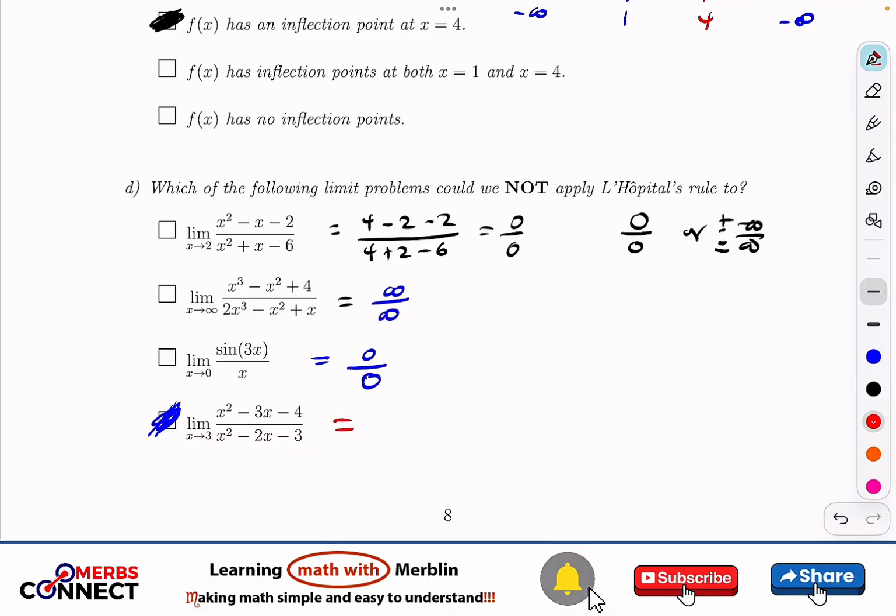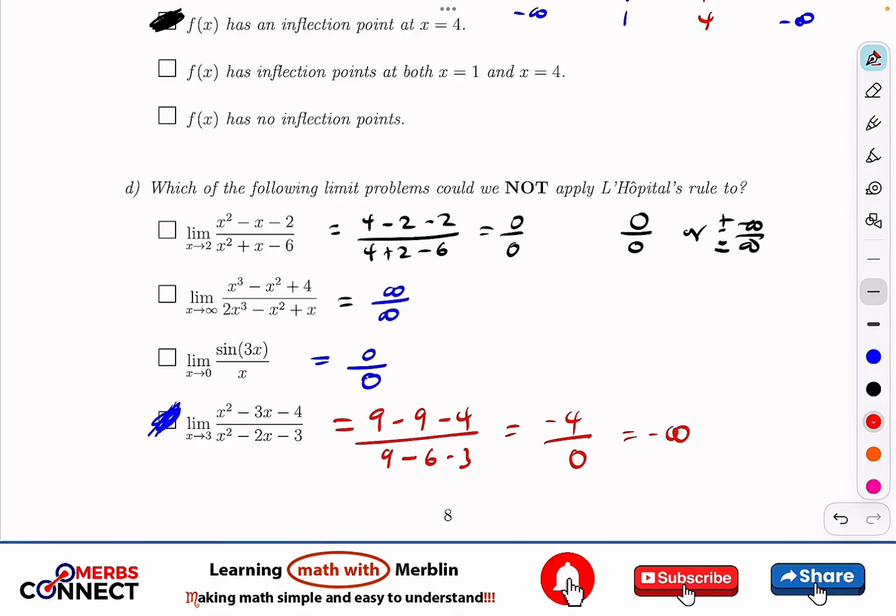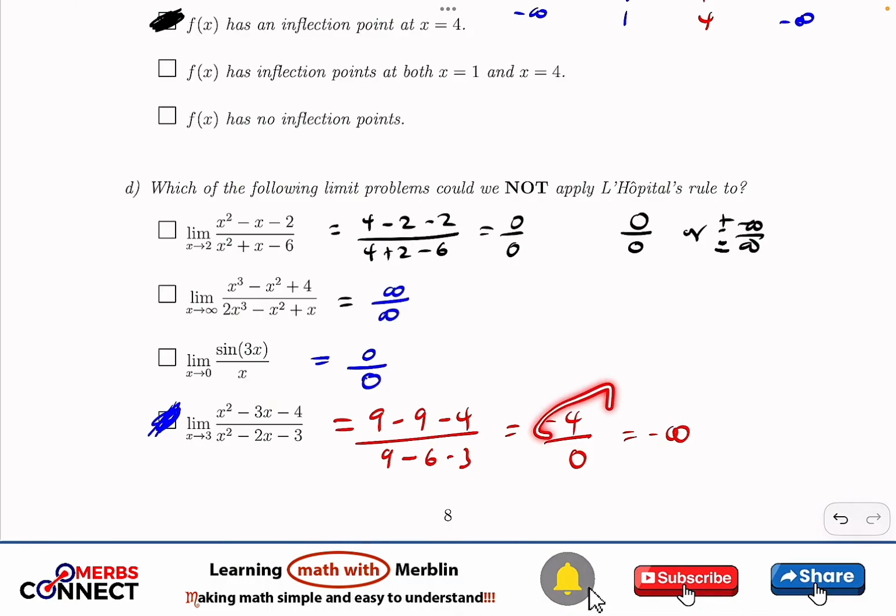Now, plug in 3. On the top we get 9 minus 4, divided by, on the bottom, 9 minus 6 minus 3. So the top will be minus 4 divided by 0. So this is going to be negative infinity, right? Because we have a constant on the top and we have 0. So we don't have this. So it means that we just need to choose this one and we are done.